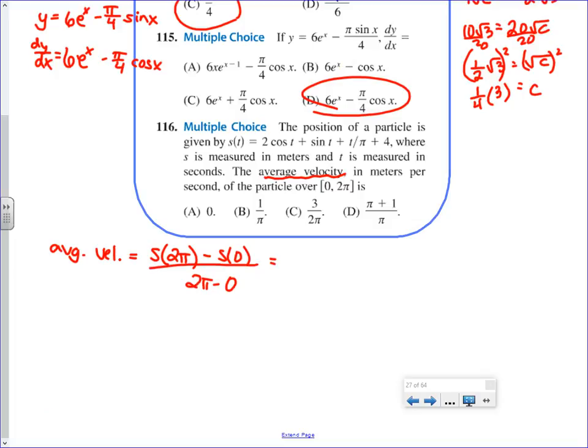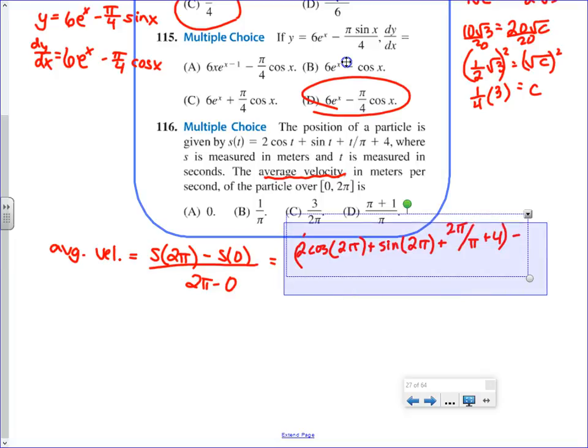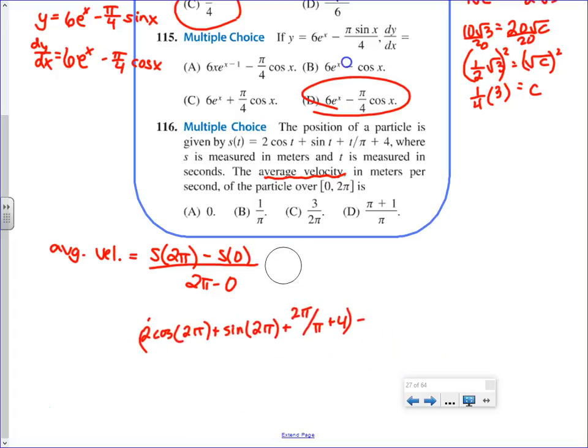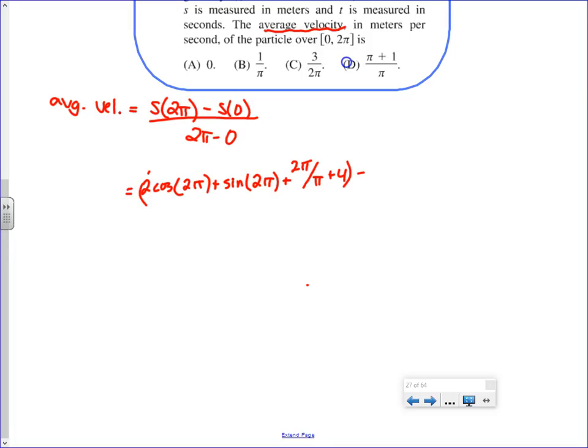Aw, struggle, and they don't have it in decimals, which means they didn't use their calculator. That's okay. 2 cosine of 2 pi plus sine of, am I deriving? No. What am I doing? Plugging in. 2 pi over pi plus 4 minus, should you find the derivative first? Why not? It asks for what kind of velocity. Now, if there wasn't the average, what are we allowed to do? Take the derivative. But since it said average, we're in trouble.